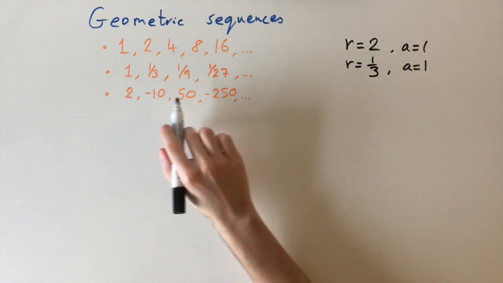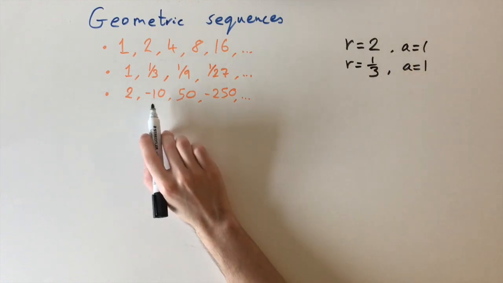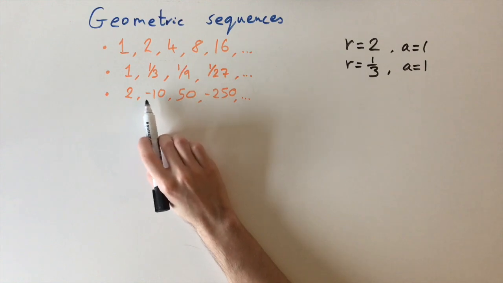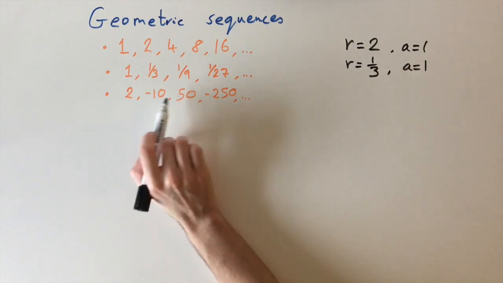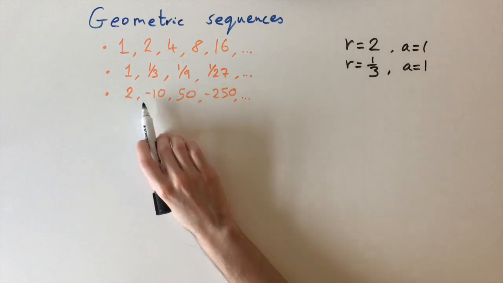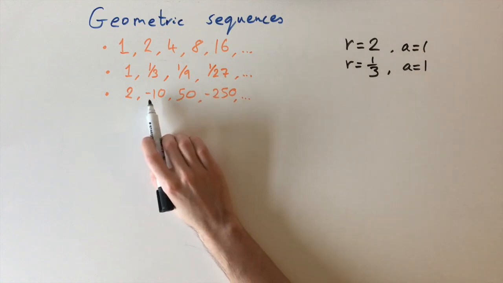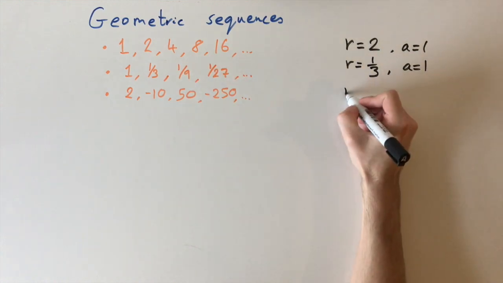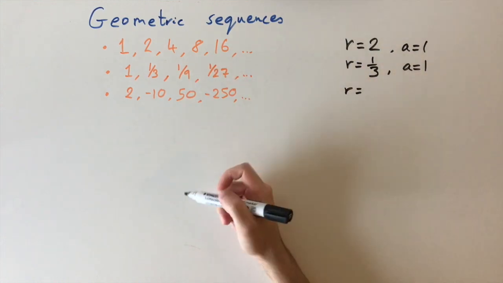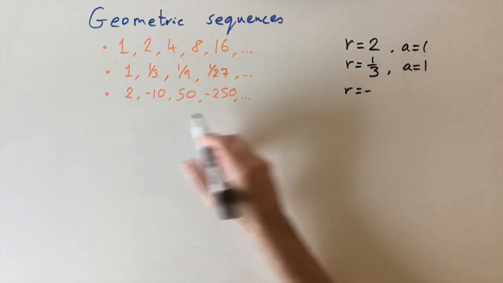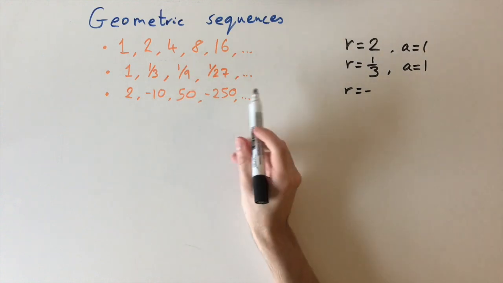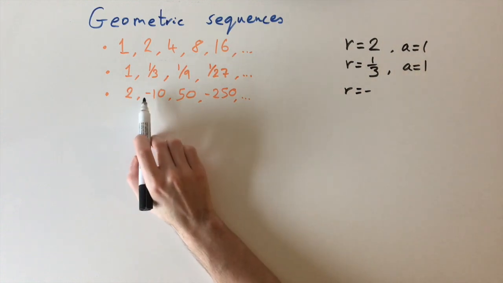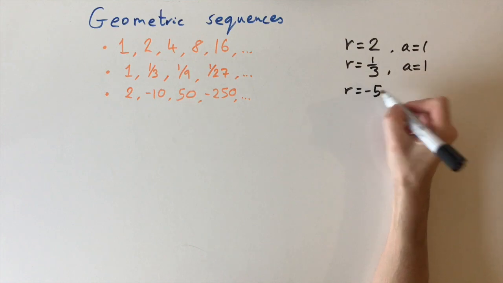So let's look at the last one. Now this is a bit tricky because we see that the sign is changing. So on the odd terms, we have positive numbers, but on the even terms, we have negative numbers. And that tells us our ratio is going to be negative, because the sign is changing every other term. And the size of the numbers that are changing, we have 2, then minus 10, so it's going to be minus 5.